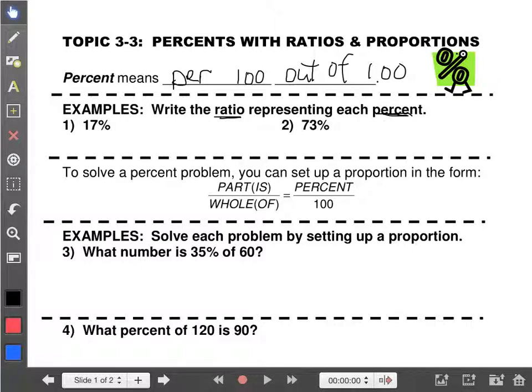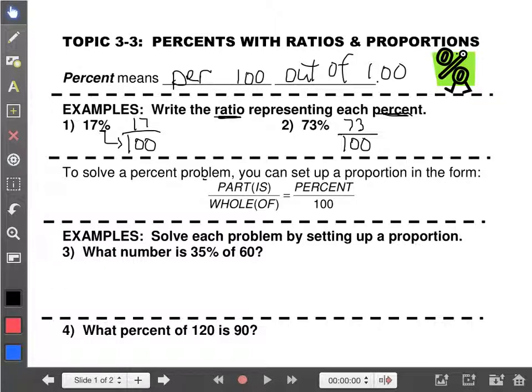All right. So the first thing you want to be able to do is write a ratio representing a percent. So here you have 17%. If you're writing it as a ratio, that means you're just writing it as a fraction. So you're going to take the percent, make that the numerator, and put 100 in the denominator. Same thing with number 2, 73% is written as 73 over 100. We're going to use these ratios to solve a percent problem.